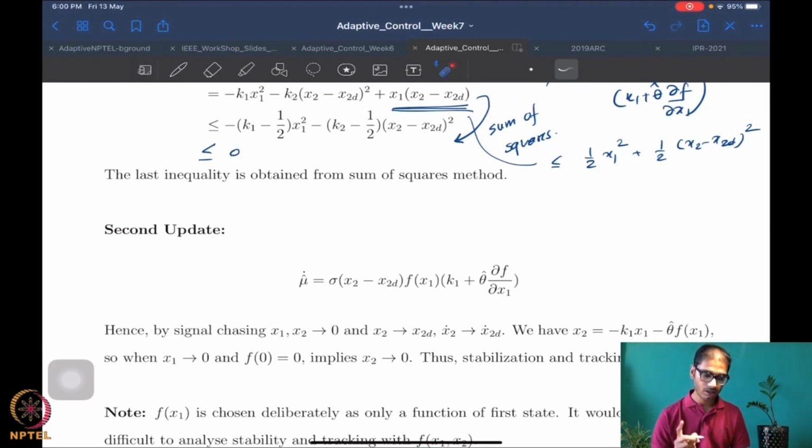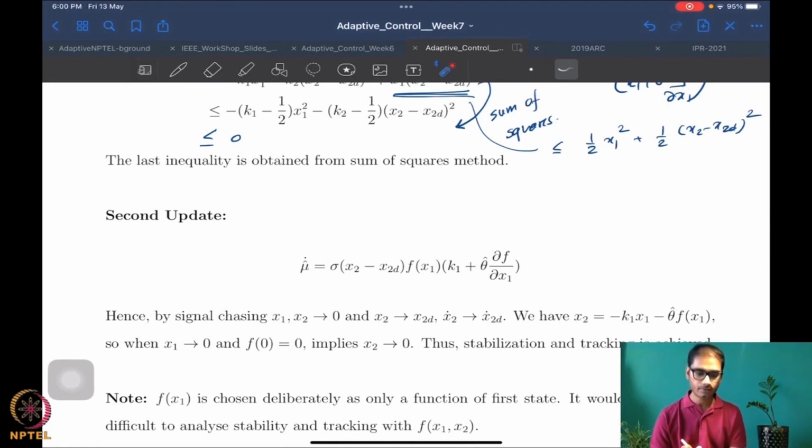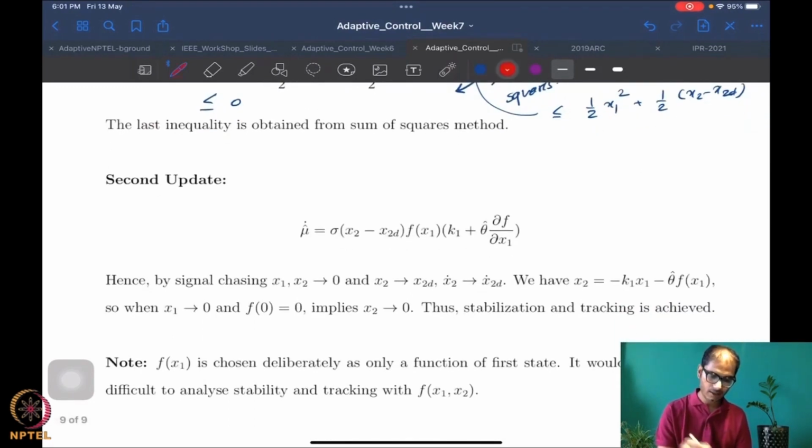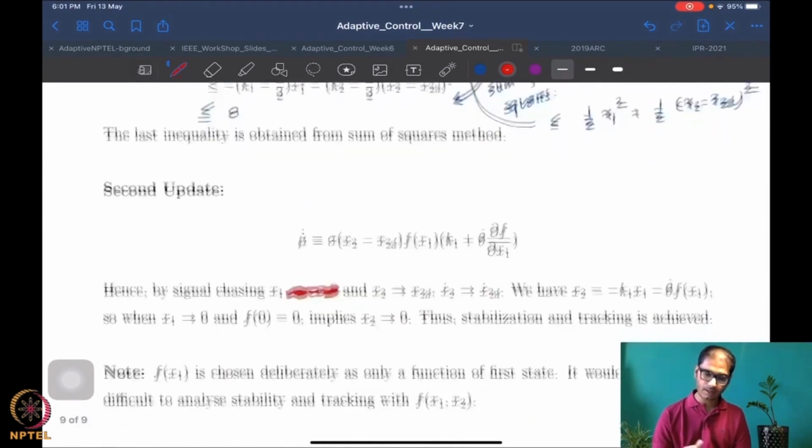Sorry, no. We can prove that x1 goes to 0 and x2 goes to x2 desired, right? So let me be very careful here. Wait a second. We can prove x1 goes to 0, so not this yet. And we can prove x2 goes to x2 desired. And we can also prove x2 dot goes to x2 desired dot.